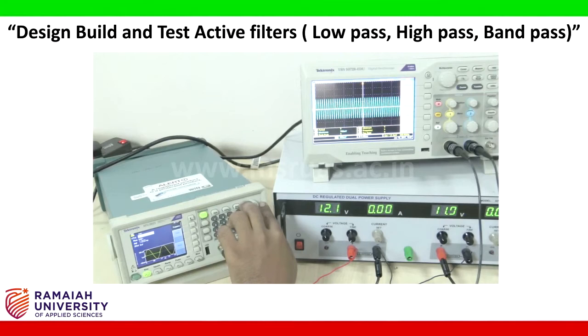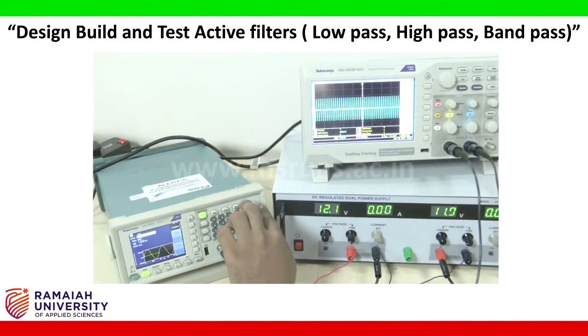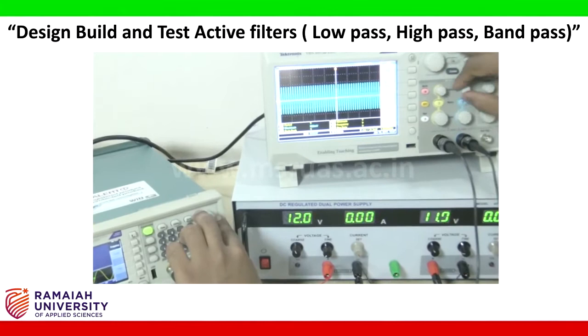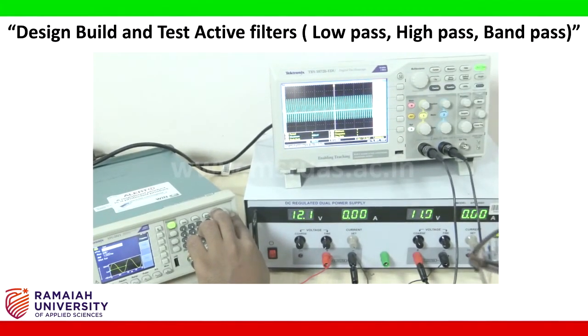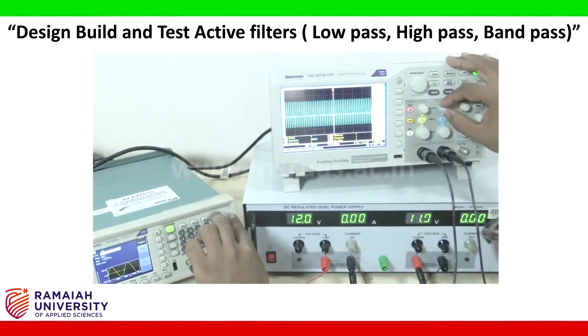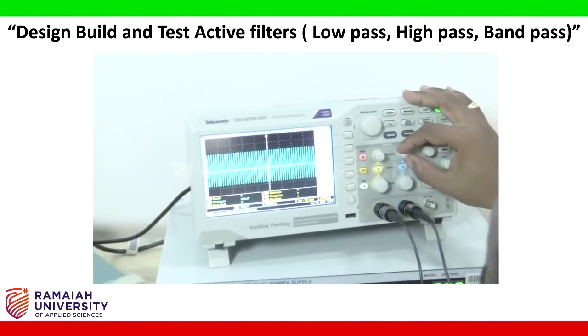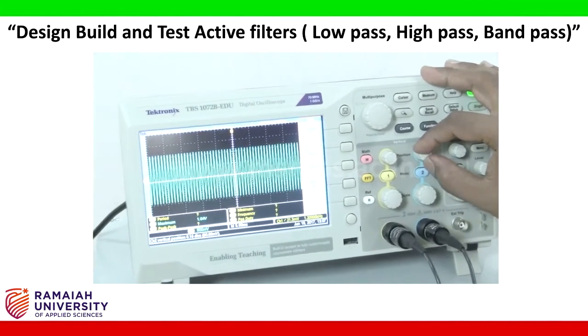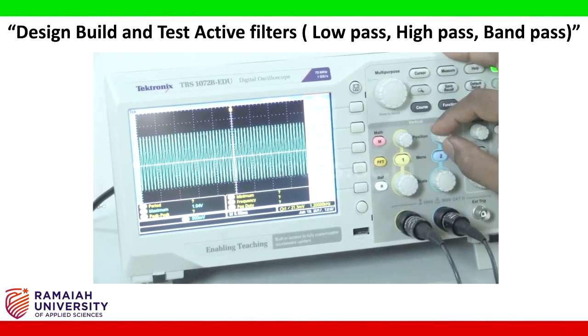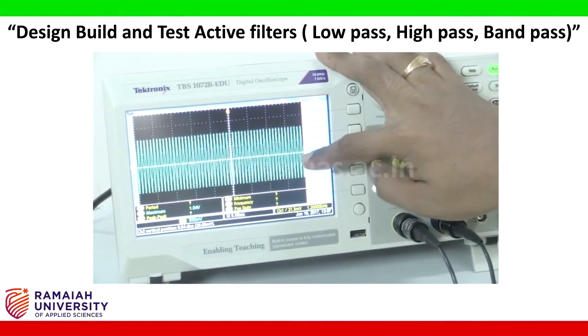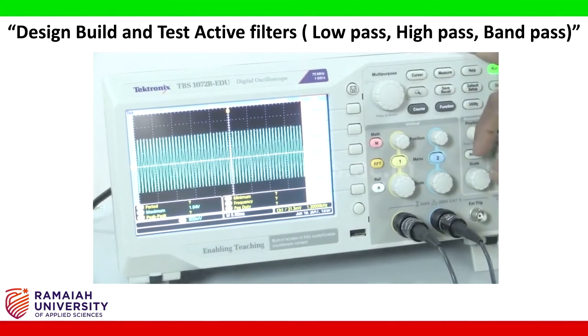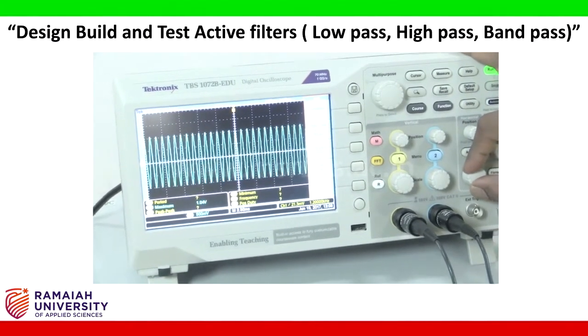900 hertz, 2.3 volt peak to peak. 1 kilohertz, so for the 1 kilohertz it will give some 3.2 volt peak to peak. Later on I will increment to 1.1, so it gives 2.4 volt peak to peak. 1.2, it will give 4 volt peak to peak. So I'm going to adjust the scale like this, 4 volt peak to peak.